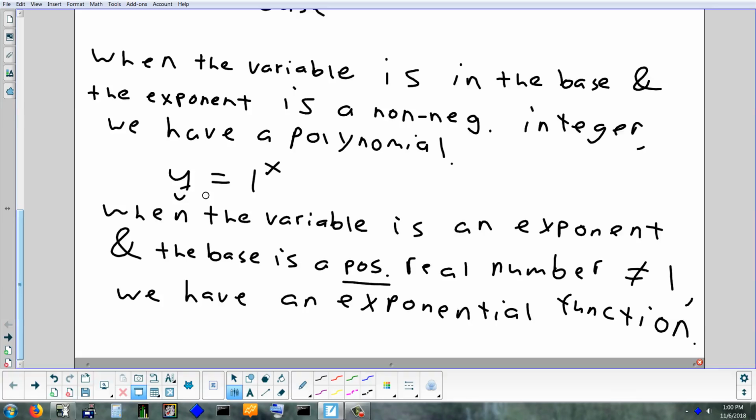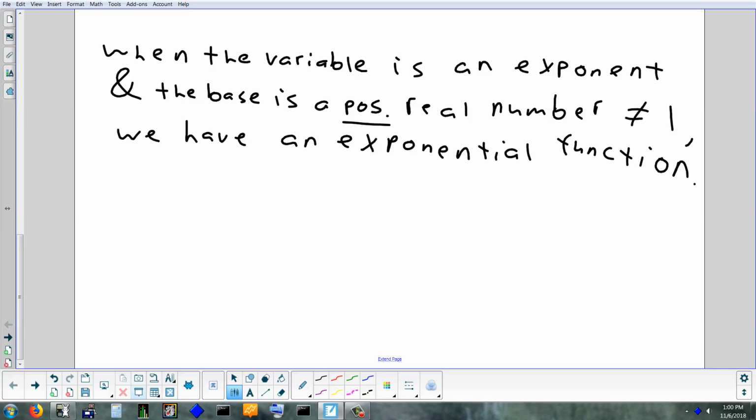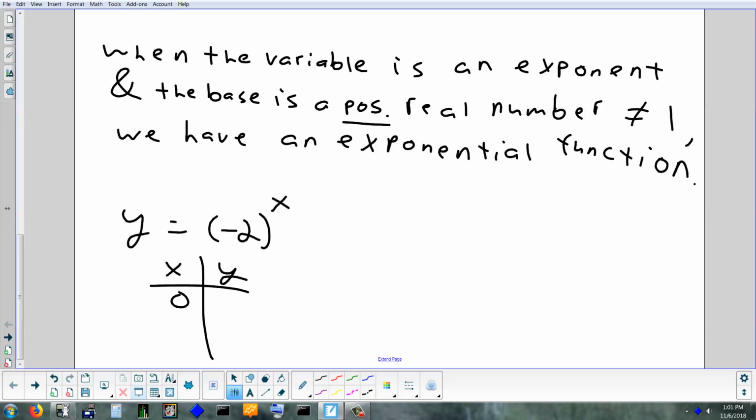I also say the base has to be positive. If it's negative, we start getting really weird things that happen. Let's say you tried to do negative 2 to the x. That's definitely not exponential. If I made a table and plug in 0 for x, what's negative 2 to the 0 power? Yeah, 1. Anything to the 0 power is 1.